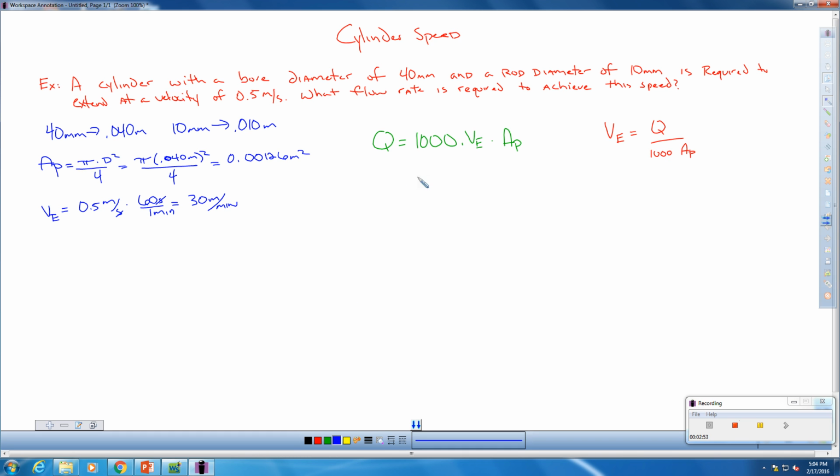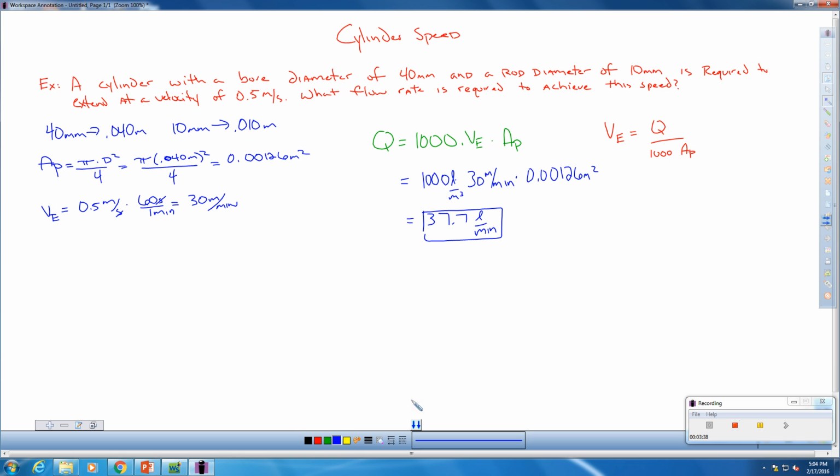So now we can just plug in. Q is going to be 1,000 times our VE, which is 30 meters per minute. Sorry, this 1,000 is in liters per meter cubed. We have to multiply this by our area, which is 0.00126 meters squared. And when that's all said and done, we are at 37.7 liters per minute.